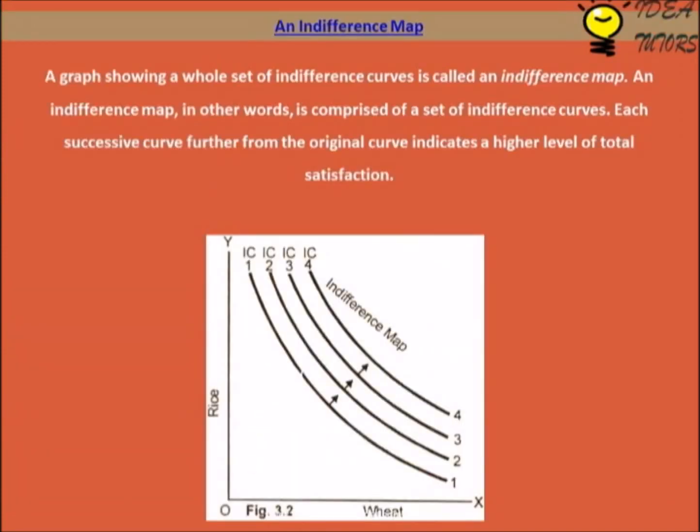A graph showing a whole set of indifference curves is called an indifference map. An indifference map, in other words, is comprised of a set of indifference curves. Each successive curve further from the original curve indicates a higher level of total satisfaction. Graphically, the higher the indifference curve, the higher the level of satisfaction.